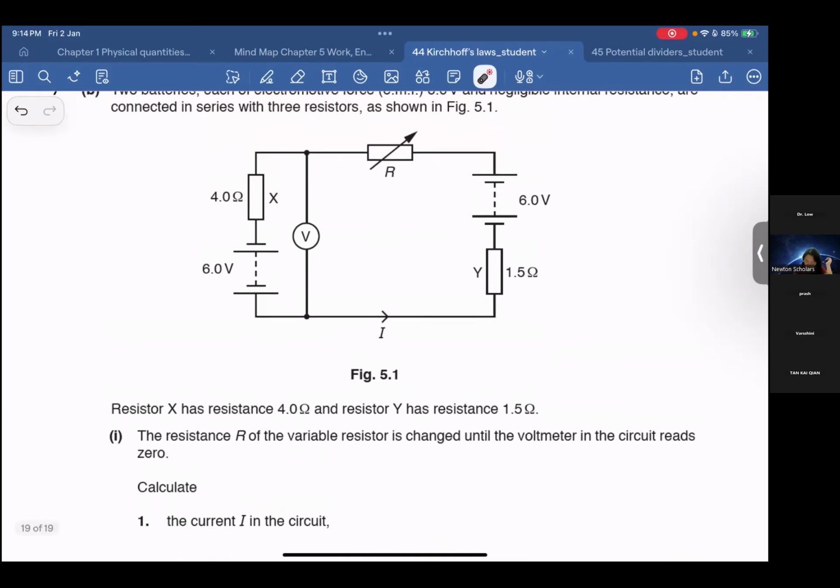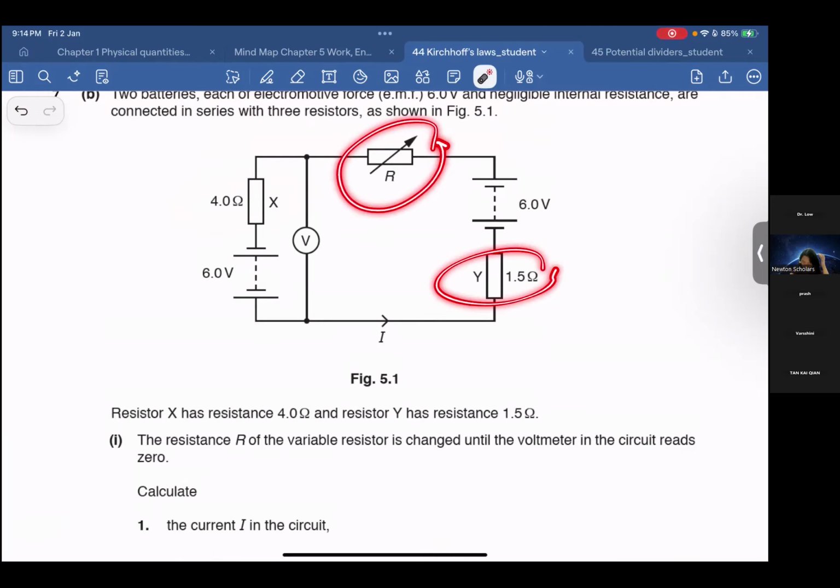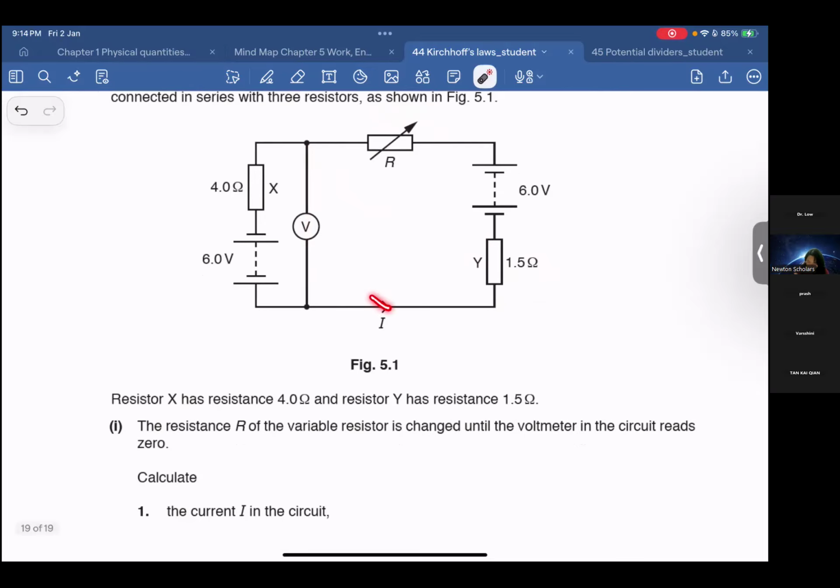Resistor X is 4.0 ohm. Resistor Y is 1.5 ohm. The resistance R, this variable resistor, is changed until the voltmeter in the circuit reads 0. That means this part becomes 0. Then it asks you to calculate the current I in the circuit. Boys and girls, can you try?